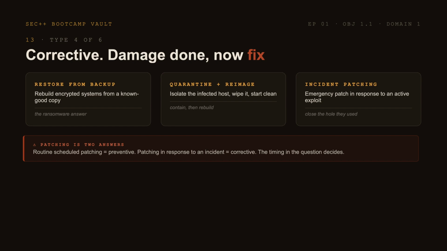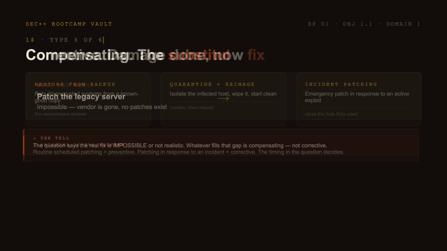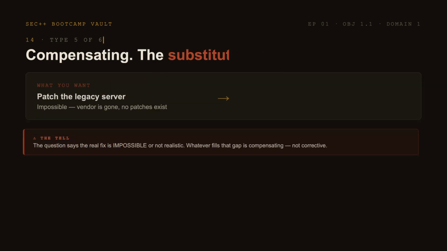Type 5. Compensating controls. Think of this as the substitute teacher of security. You use one when the control you actually want is not possible, so you put something else in place to cover the same risk. The classic example. You have an old server that cannot be patched because the company that made it is gone. So you put it on its own little piece of the network and lock down everything around it. That separation is standing in for the patch you cannot get. Here is the tell. The question will say something like, cannot be patched, or too expensive to replace. When the real fix is off the table, whatever fills in for it is compensating.